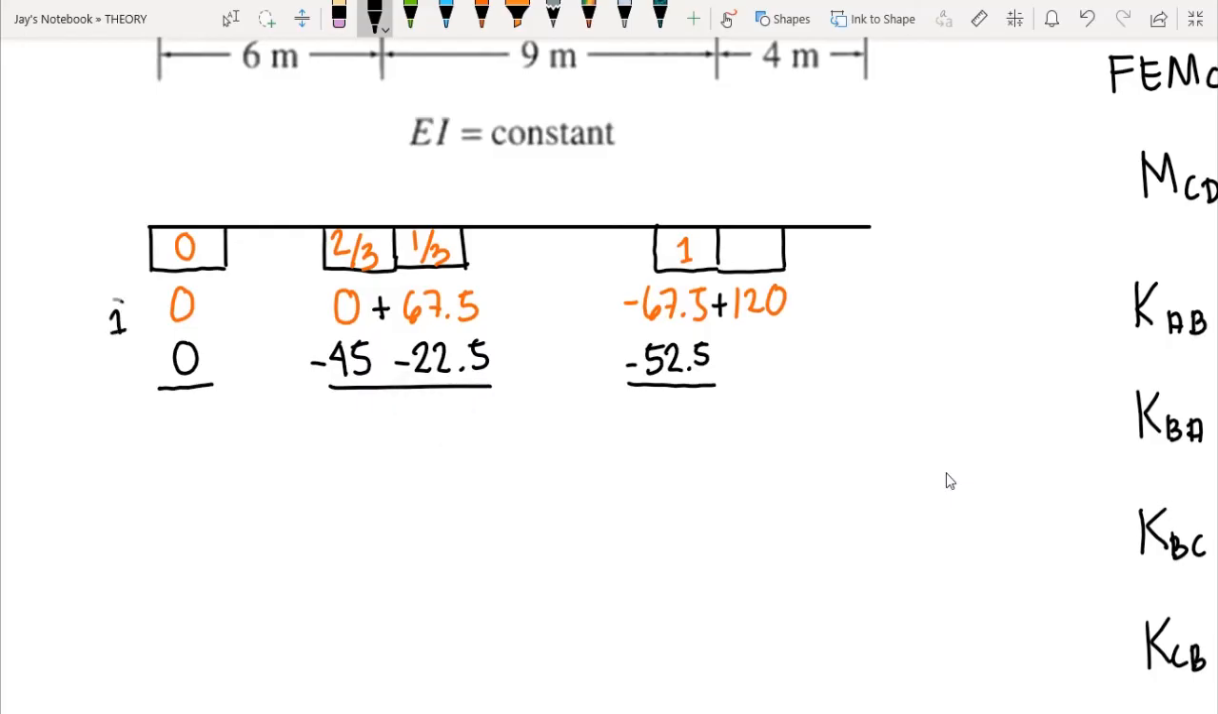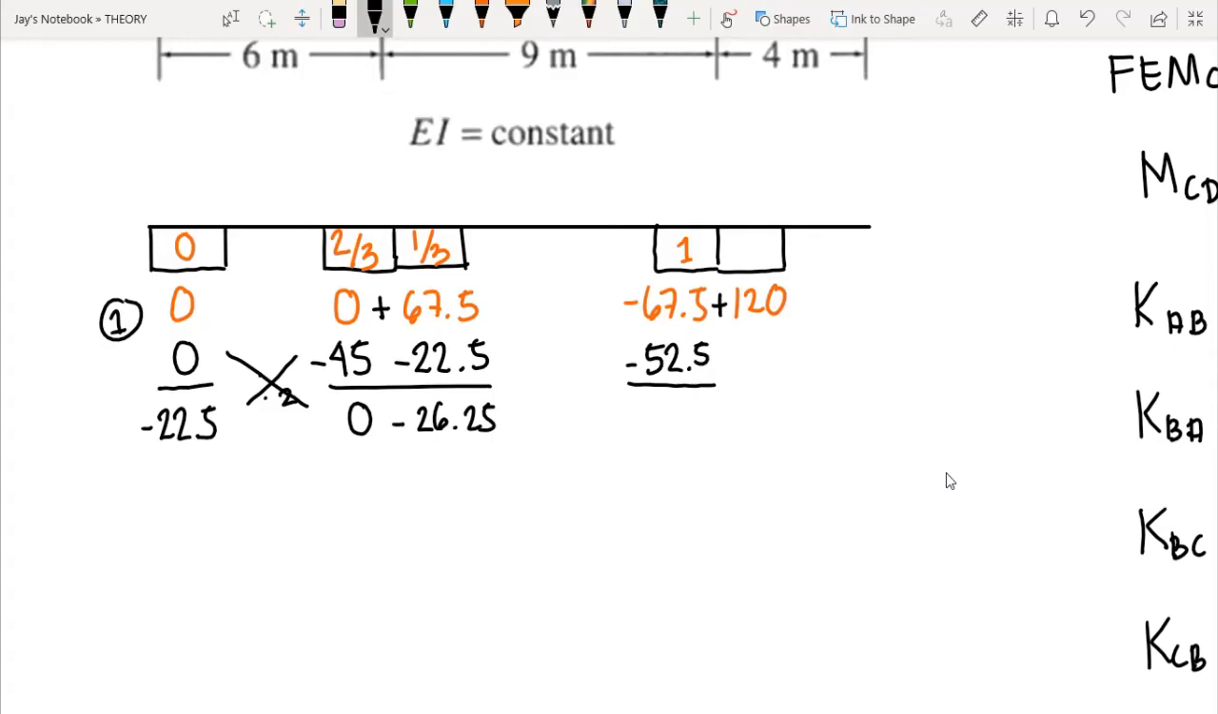So again, this is our first analysis. So we carry over the moment, then divide it by 2. So we have negative 45 divided by 2. So that means we have negative 22.5 here. And we have a 0 divided by 2. Of course, we have a 0. Now, on this side, we have negative 52.5 divided by 2. So we have negative 26.25.